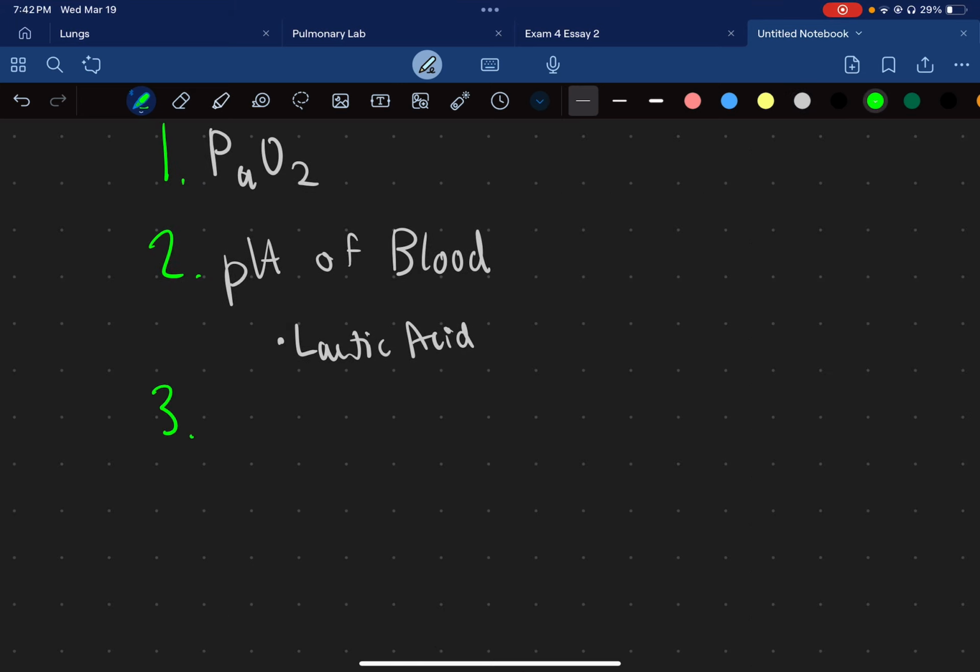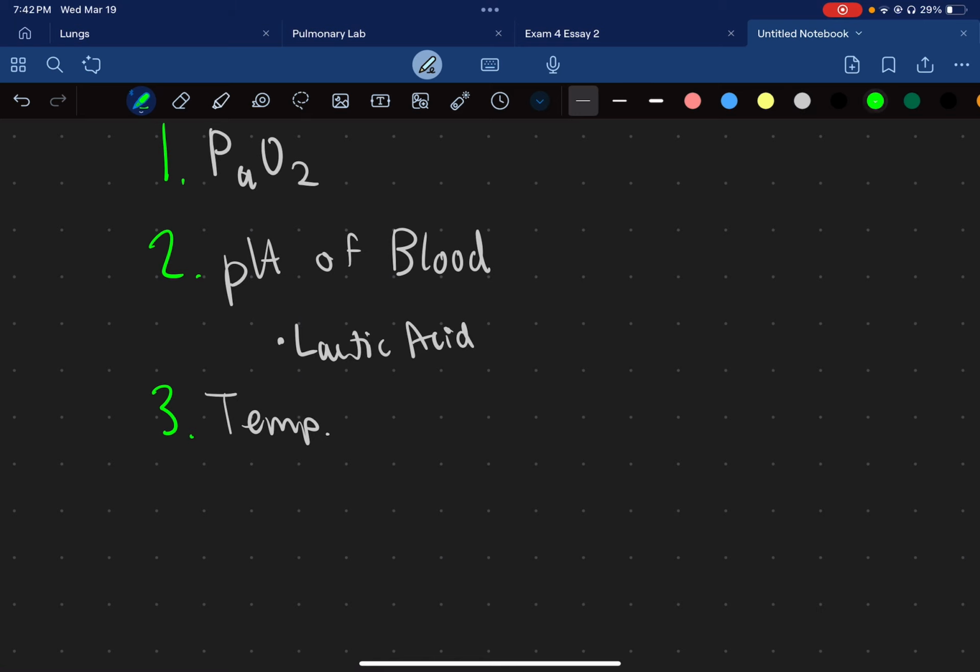Number 3, temperature. An increased temperature is going to cause a lower affinity for oxygen. Oxygen is going to be released more when the temperature is increased. So if we have increased temperature, for example, in a muscle that's exercising, it needs more oxygen. It's going to be released.